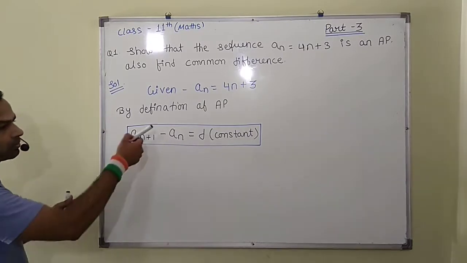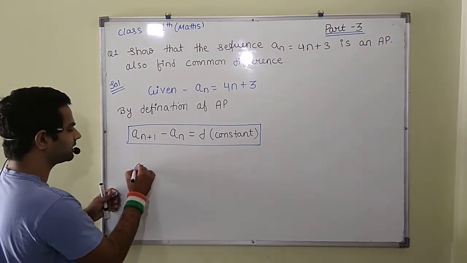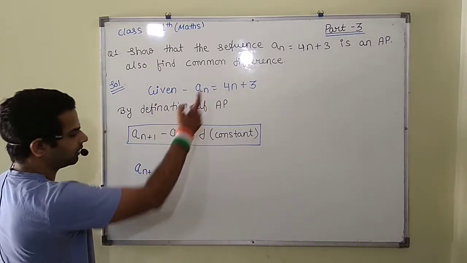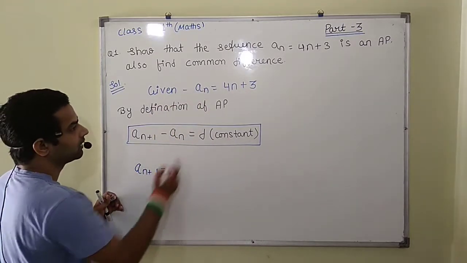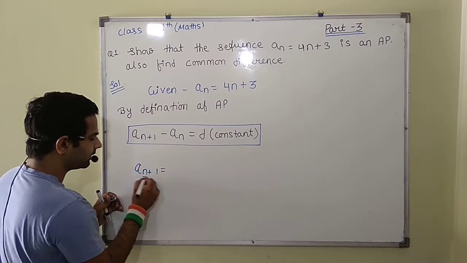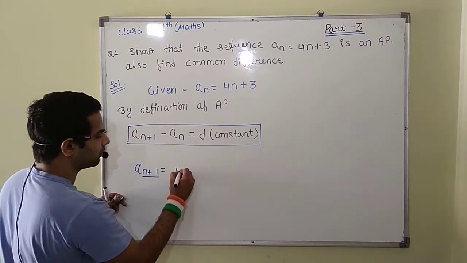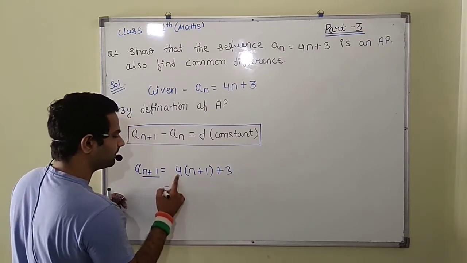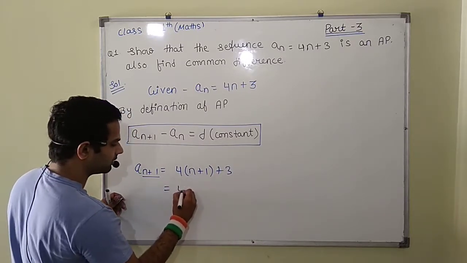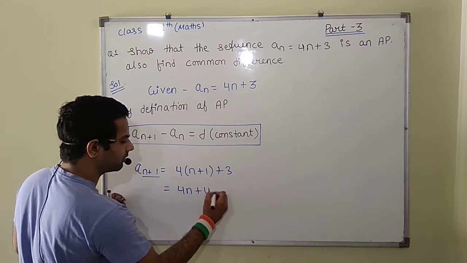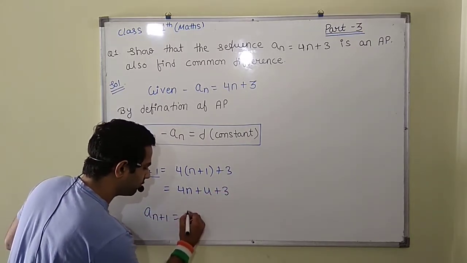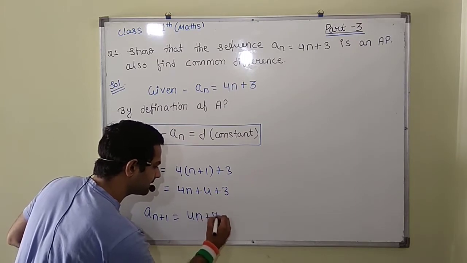Okay. To check this, let us first find an plus 1. So given is an, and we want to find an plus 1. So in the place of n, we will put n plus 1. Okay, so 4 times n plus 1, plus 3. To multiply this 4 inside, this will become 4n plus 4 plus 3. So an plus 1 will become 4n plus 7.